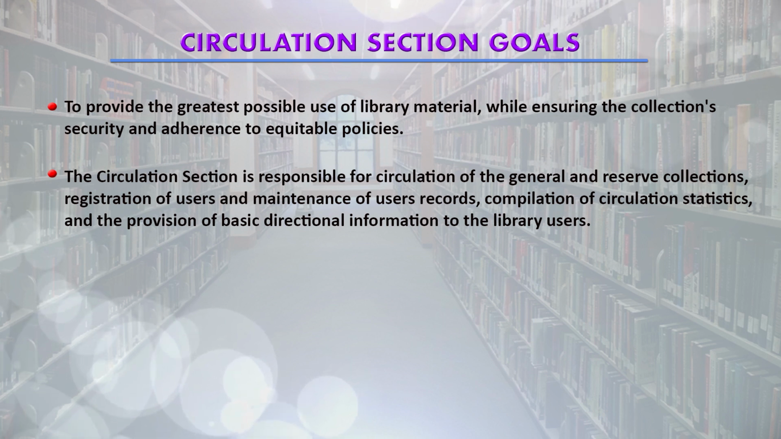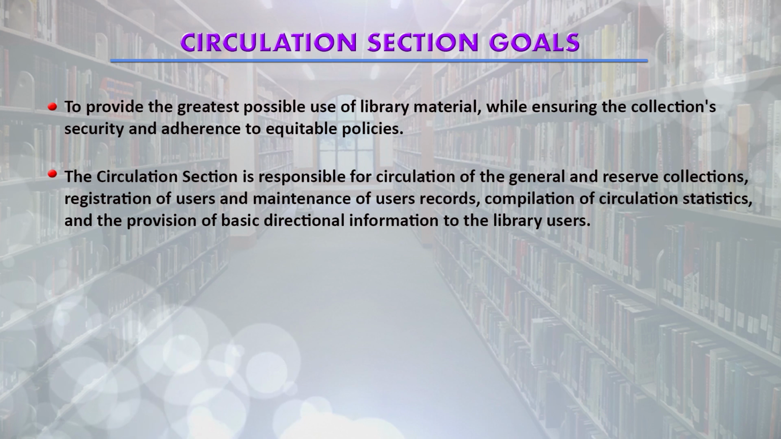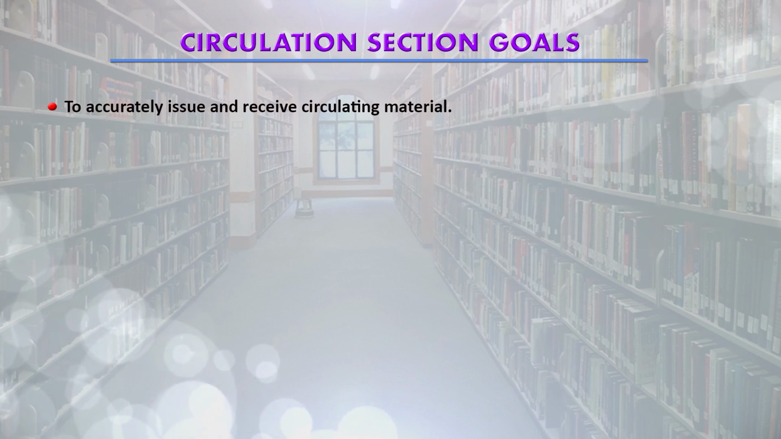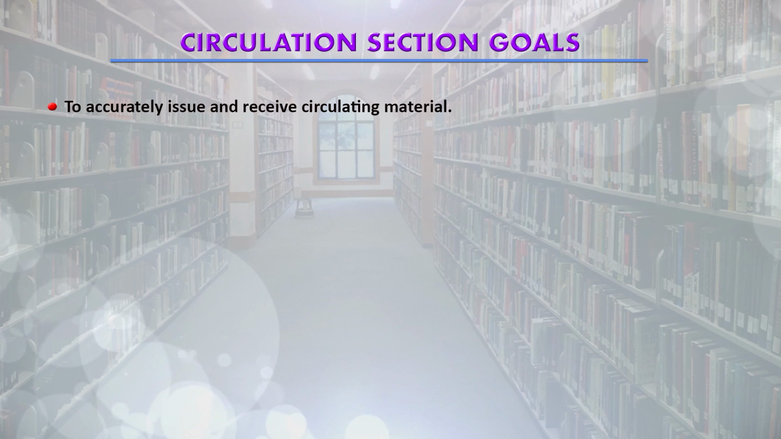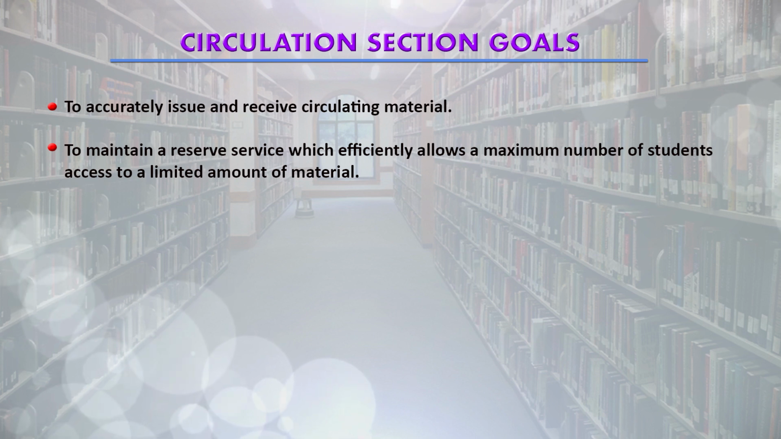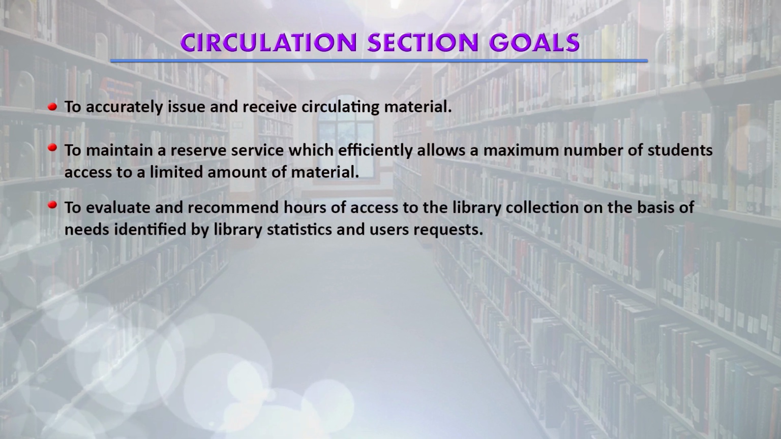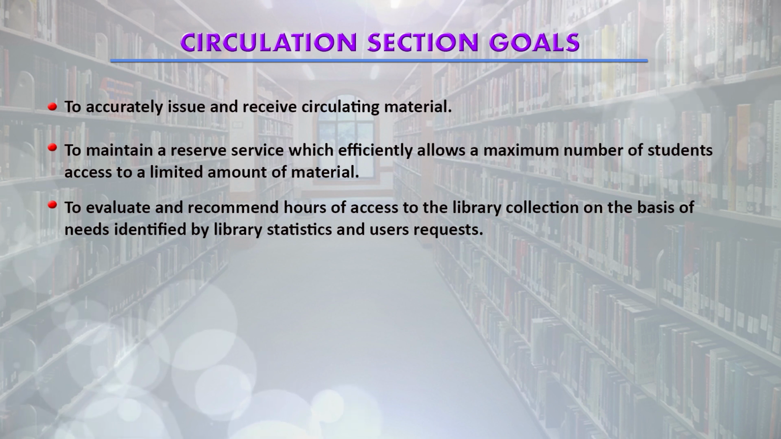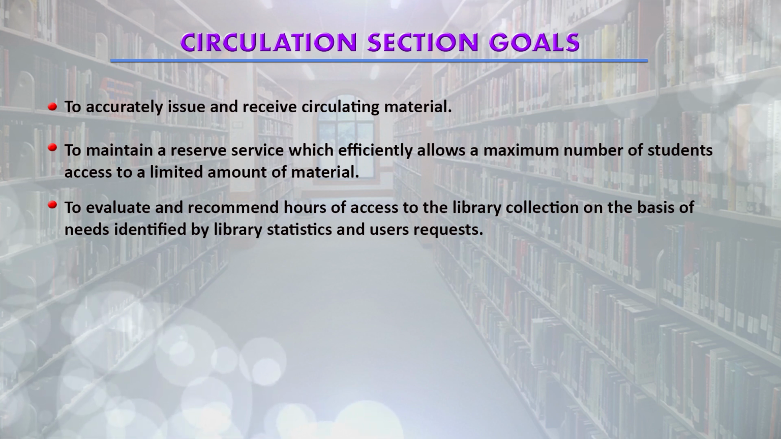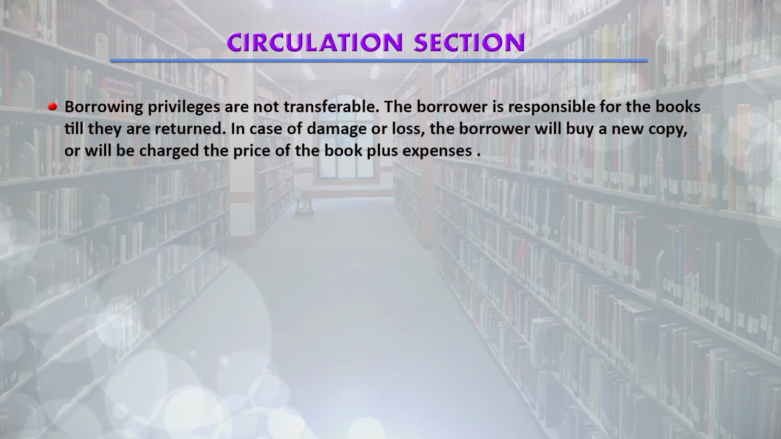Registration of users and maintenance of user records, compilation of circulation statistics, and the provision of basic directional information to the library users. The circulation section helps to accurately issue and receive circulated material. They maintain a reserve service which efficiently allows a maximum number of students access to a limited amount of material. They also evaluate and recommend hours of access to the library collection on the basis of needs identified by library statistics and users' requests. Circulation section provides certain borrowing privileges, and these borrowing privileges are not transferable.